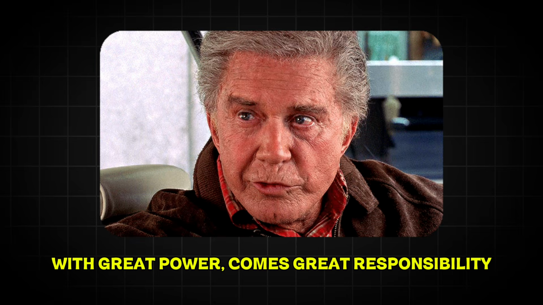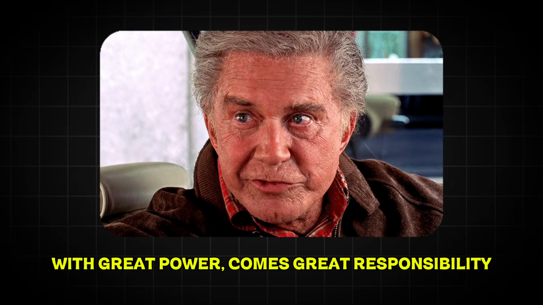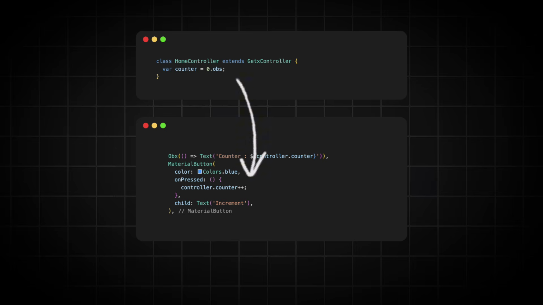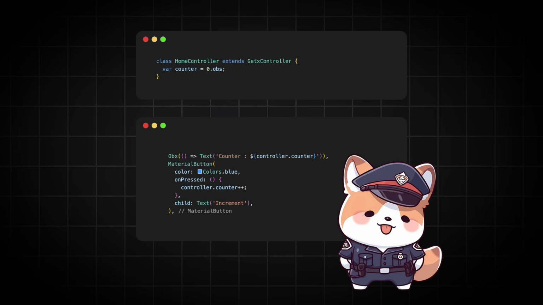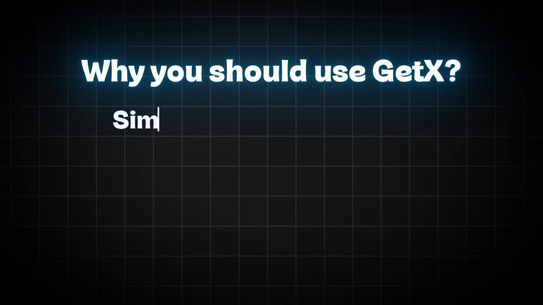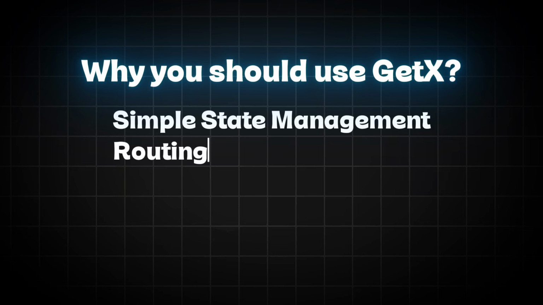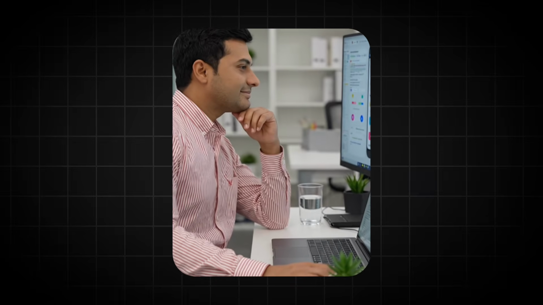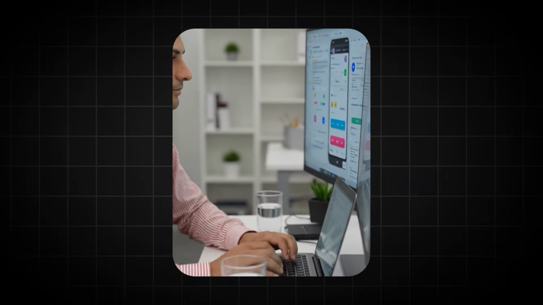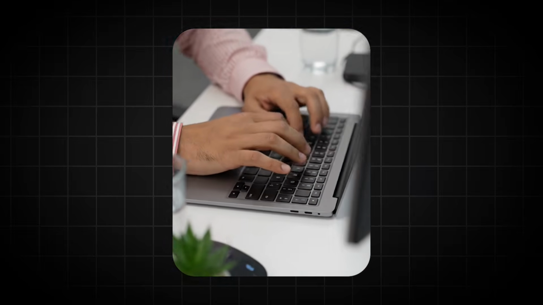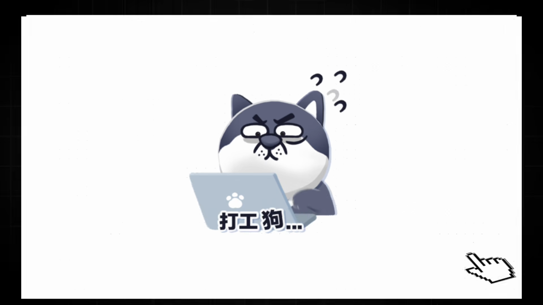Remember, Uncle Ben said, with great power comes great responsibility. Because GetX allows you to modify value from anywhere, it becomes your responsibility to manage a state properly. In return, you get features like simple state management, routing, dependency injection, and much more. This allows me to focus more on building features instead of wiring things together. And when you're working on real client projects or startups, development speed matters a lot.